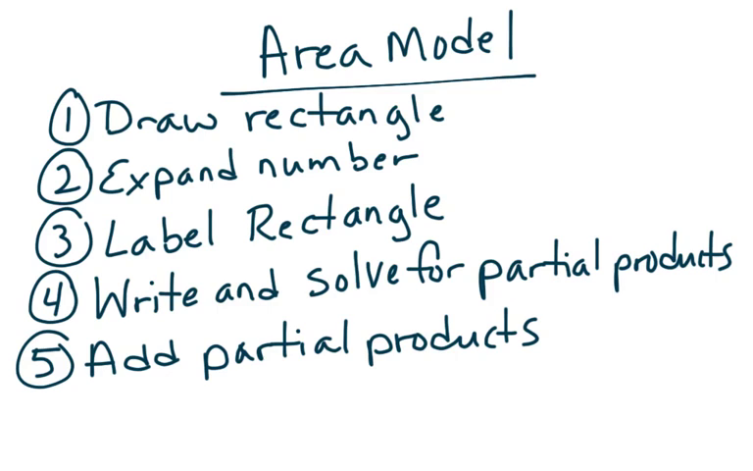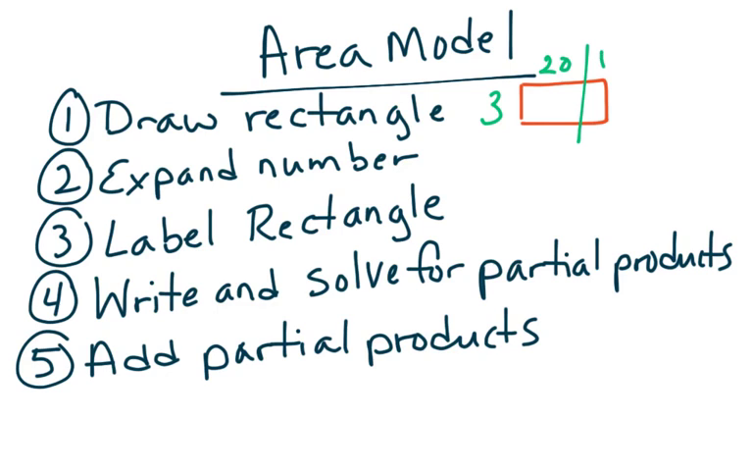We're going to label this area model, and then we have 5 steps that we need to follow when we're using our area model. Step number 1 is to draw our rectangle. Step number 2 is to expand our number. Step number 3 is to label our rectangle. So we have to separate our rectangle and we have to label it. So let's say we had 3 times 21.